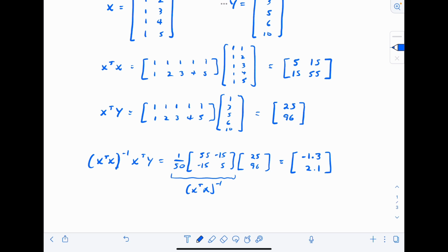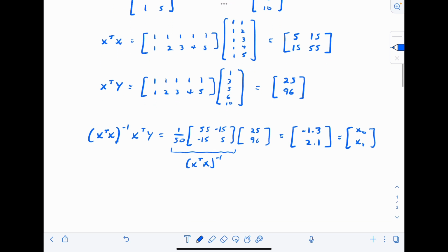Now remember that this matrix is x0, x1, where x0 is our y-intercept and x1 is our slope. So the equation for our line of best fit, our least squares regression line, is simply negative 1.3 plus 2.1x. As I mentioned earlier, I'd encourage you, if you've got the technology, to plug those five numbers in. You'll make your lists and do that linear regression using technology, and you will find that you get the exact same answer, because this is the algorithm that the technology is using to find that line of best fit. So I think that's pretty cool.